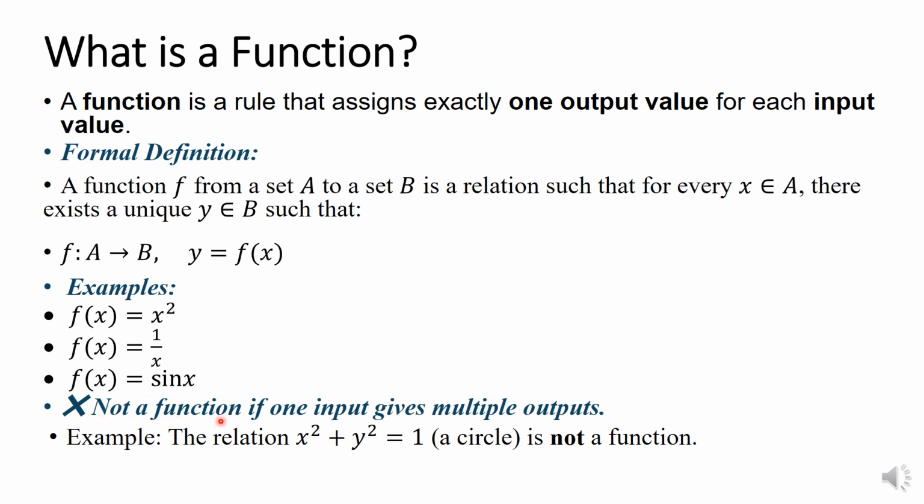Not a function if one input gives multiple outputs. Example: the relation x² + y² = 1. A circle is not a function, because you can see here, if we put any value, then we can get multiple outputs. So this is not a function.